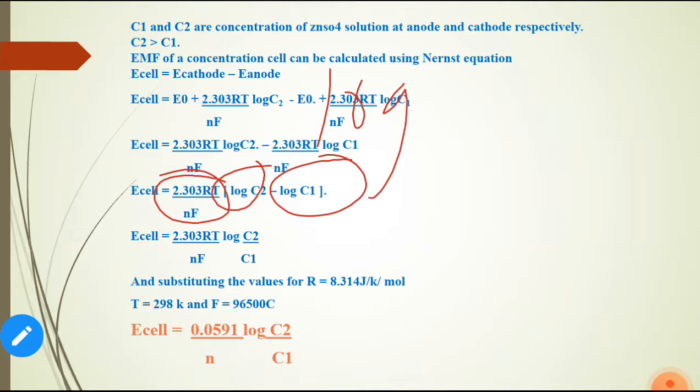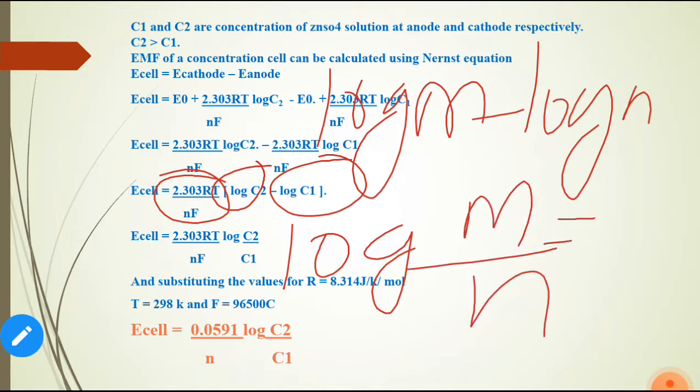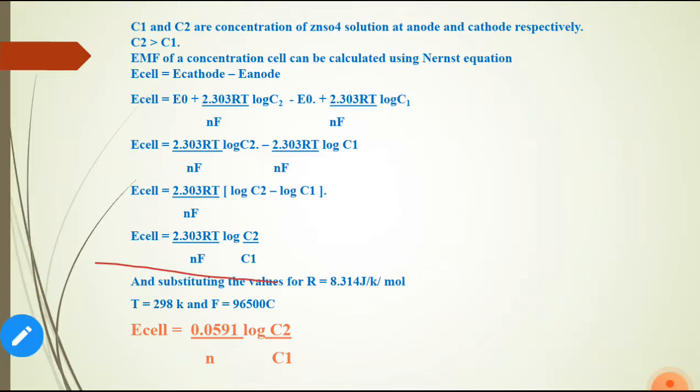We all know the formula: log M minus log N is log M by N. Here in place of M we have taken the C2 concentration, in place of N we have taken the C1 concentration. The next equation will be E cell is equal to 2.303 RT divided by N F of log of C2 divided by C1. After that we have to substitute the R, T and F values.